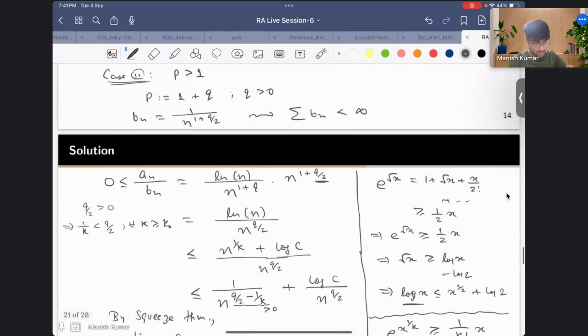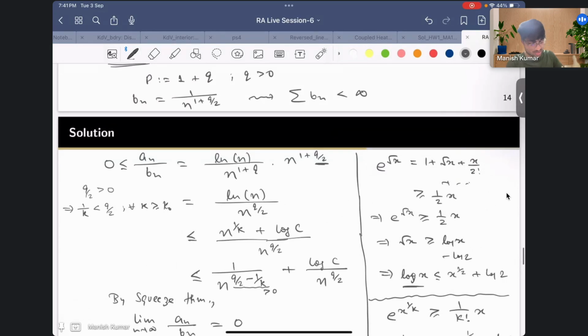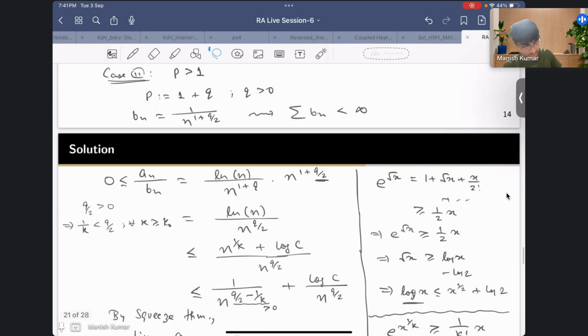But I'm just giving this proof, so it's becoming a bit bulky. Once we accept the fact that this limit is equal to 0, there is nothing much to do. The main trick over here is finding this bn, and bn is some power of n which is less than p, frankly speaking.